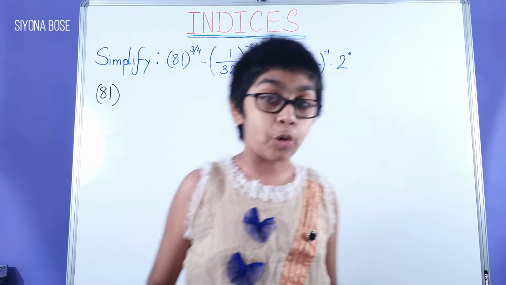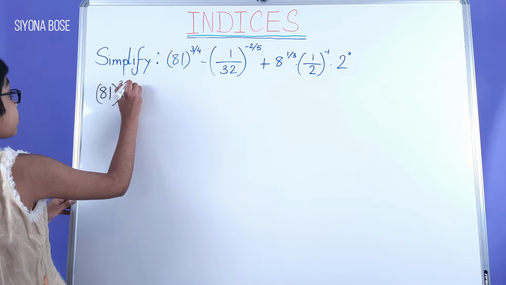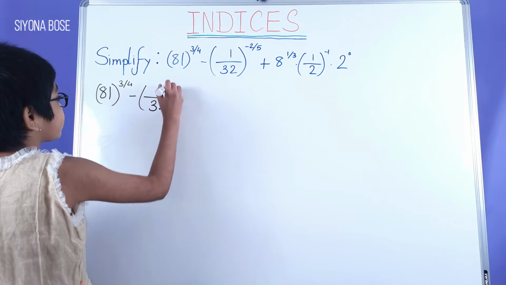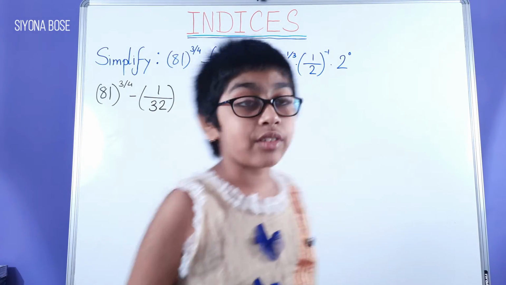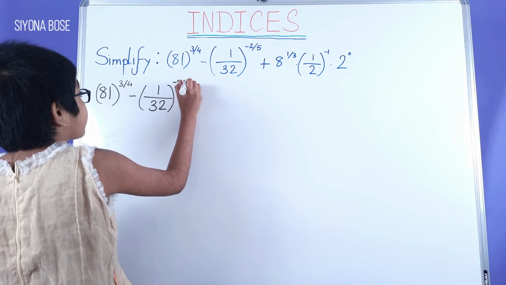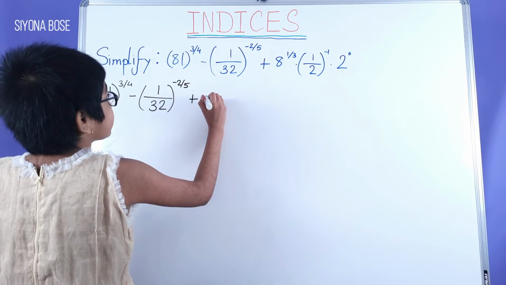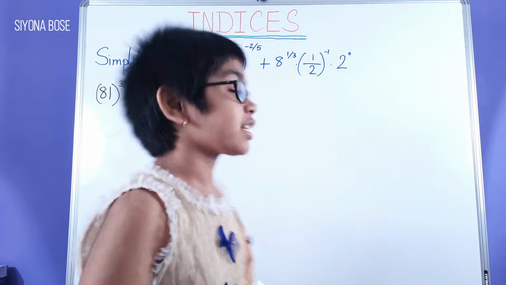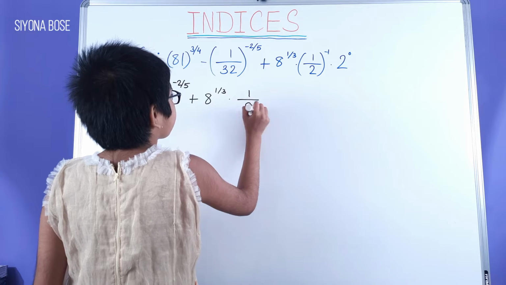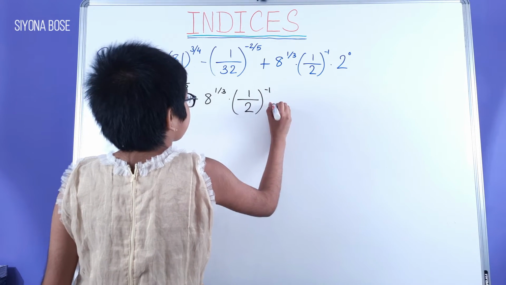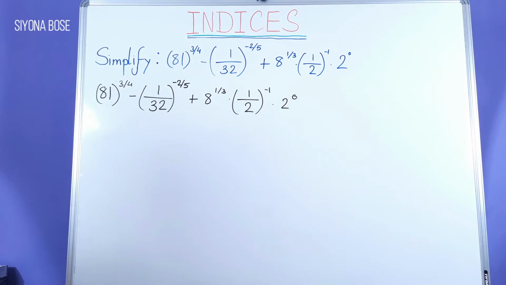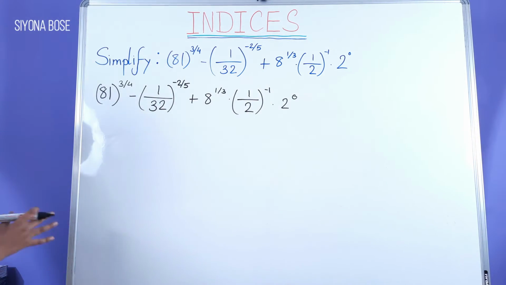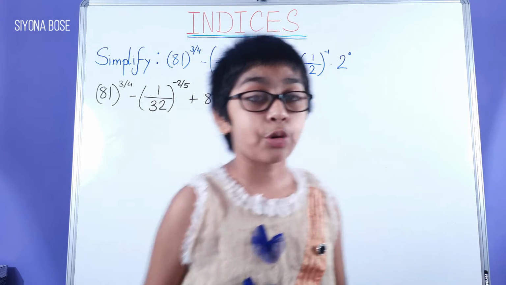(81 to the power of 3 by 4 minus 1 by 32 to the power of minus 2 by 5 plus 8 to the power of 1 by 3 into half to the power of minus 1 into 2 to the power of 0. Now this looks overwhelming, but it will get simpler as we keep on doing this. So let's see what we can do.